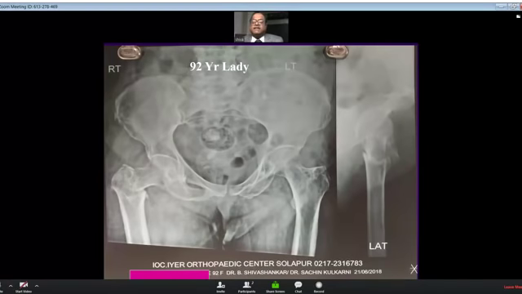This is my first case. Recently I have done this case. You can see the date as 21st of June. I have done this patient, a 92-year elderly lady with a basicervical fracture and a high subtrochanteric fracture.